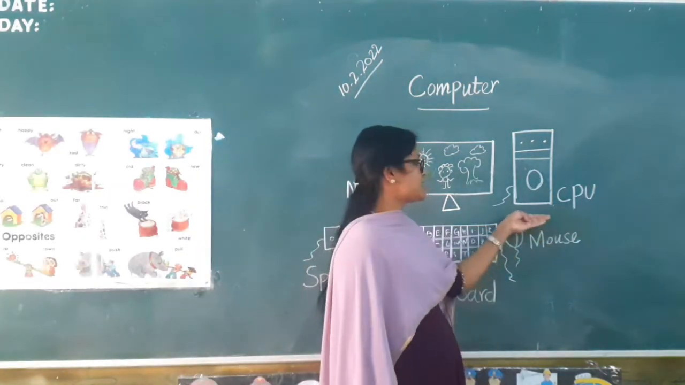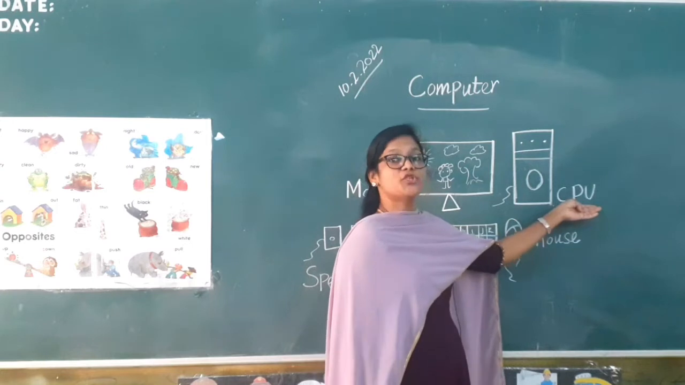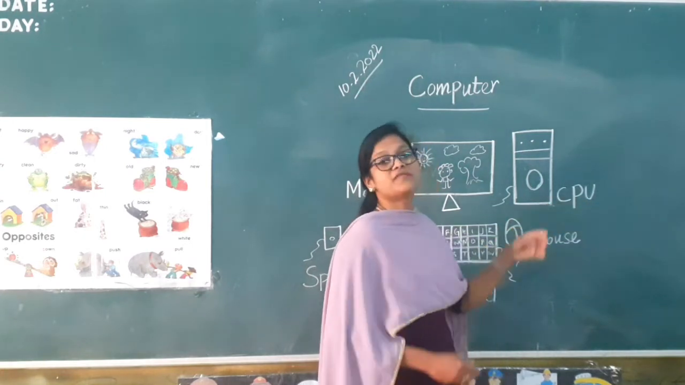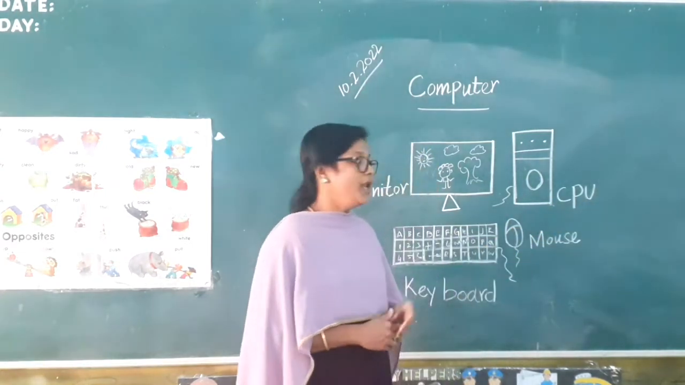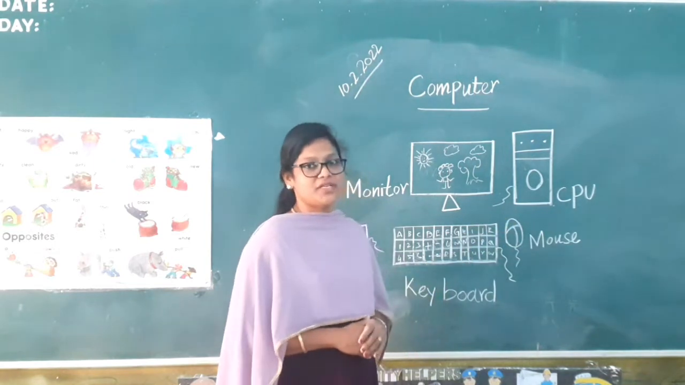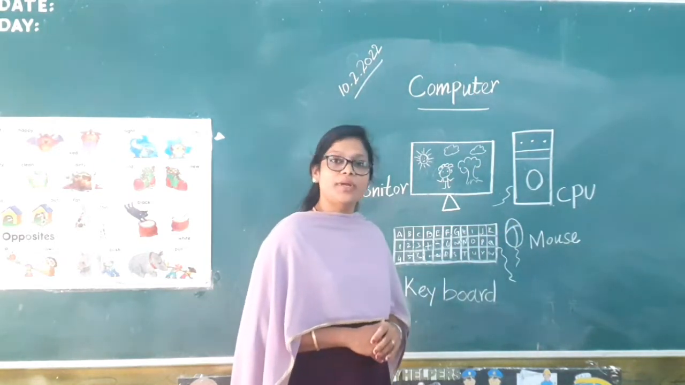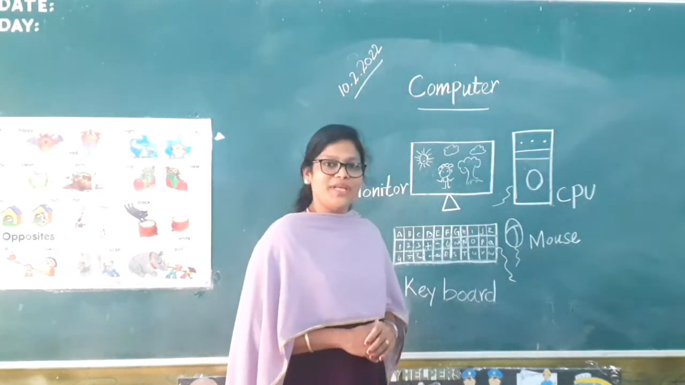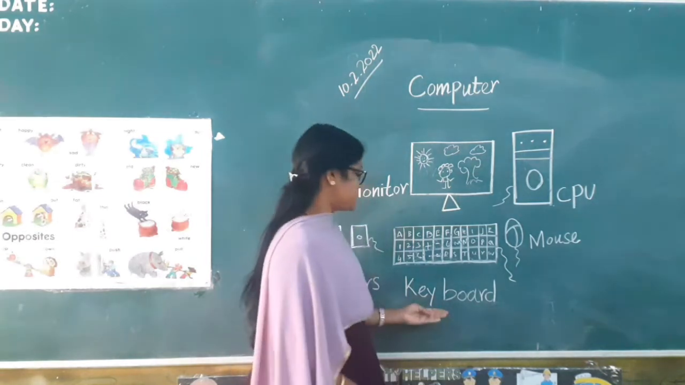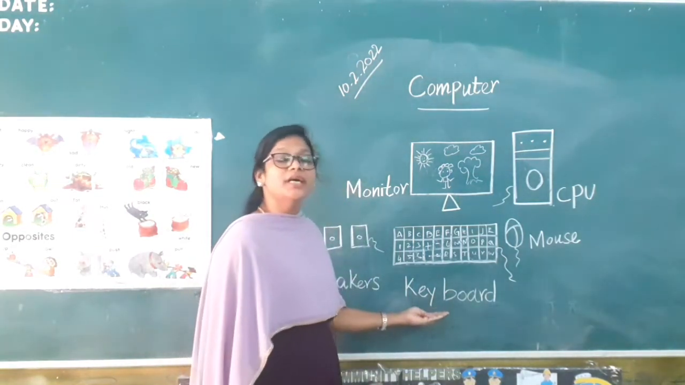CPU. What is this called? CPU. This is the short form. The full form of CPU is Central Processing Unit. All of you say, children, Central Processing Unit. Very good.